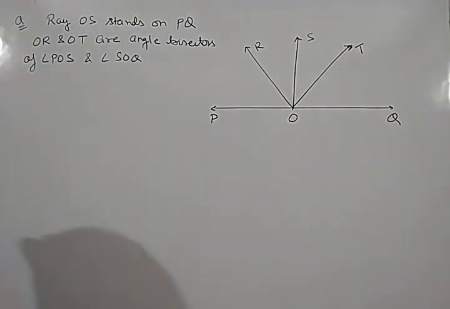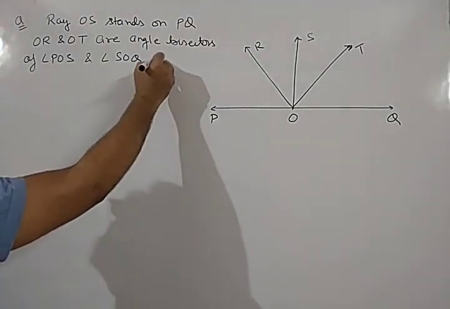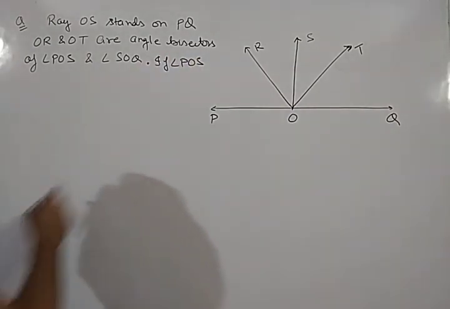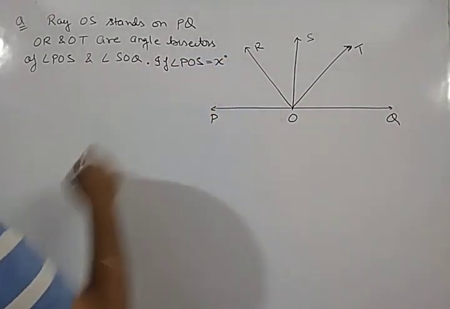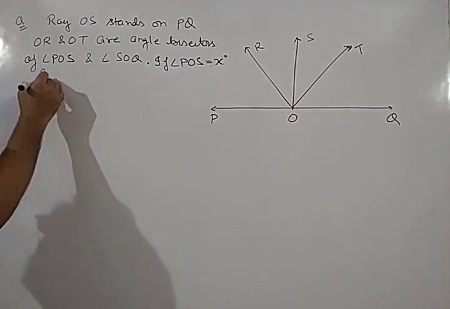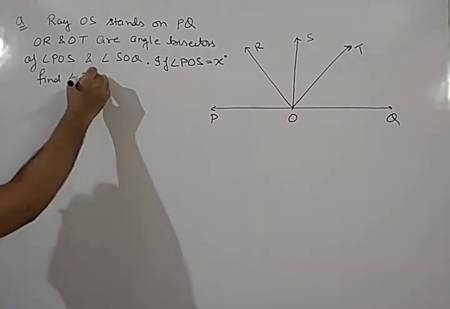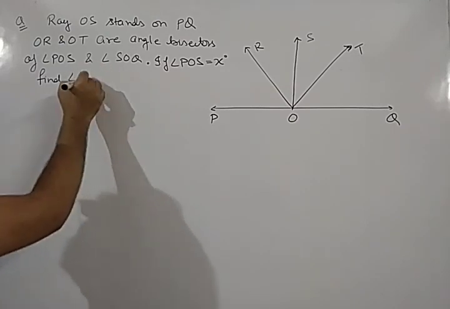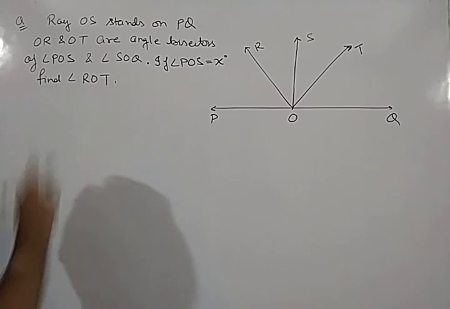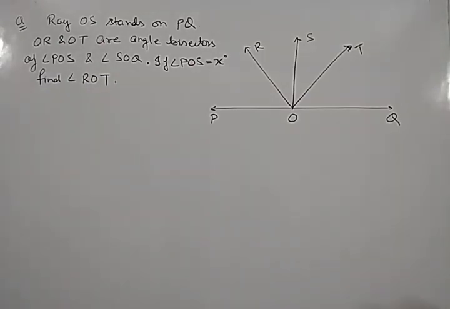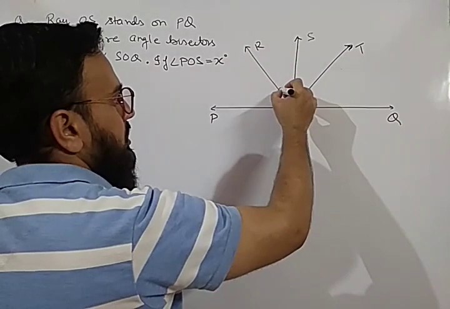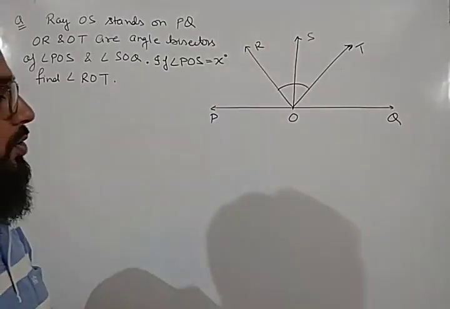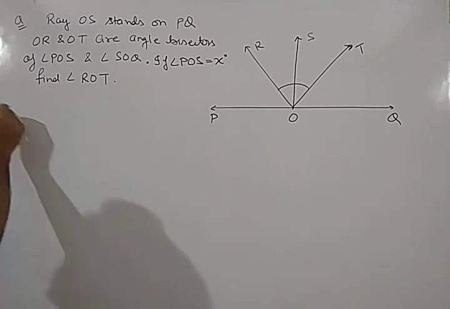Now further, you are given if angle POS is equal to x degree, then find angle ROT. So you have to find the value of angle ROT, means this angle. So first draw the figure, note down the question, then we will solve the question.